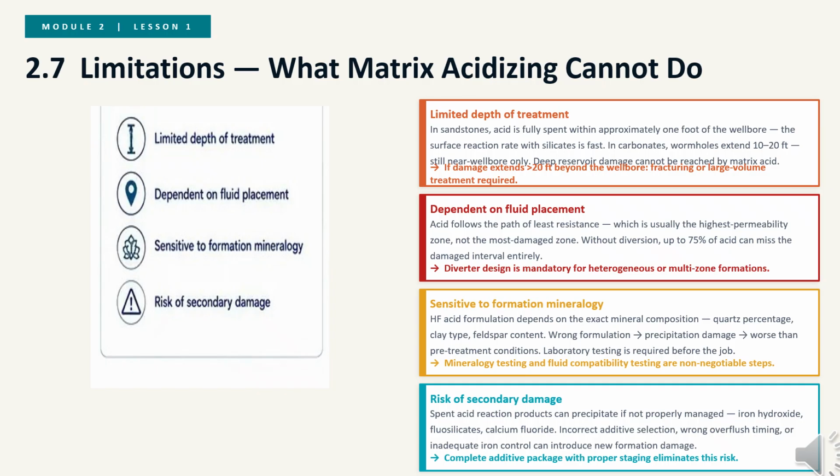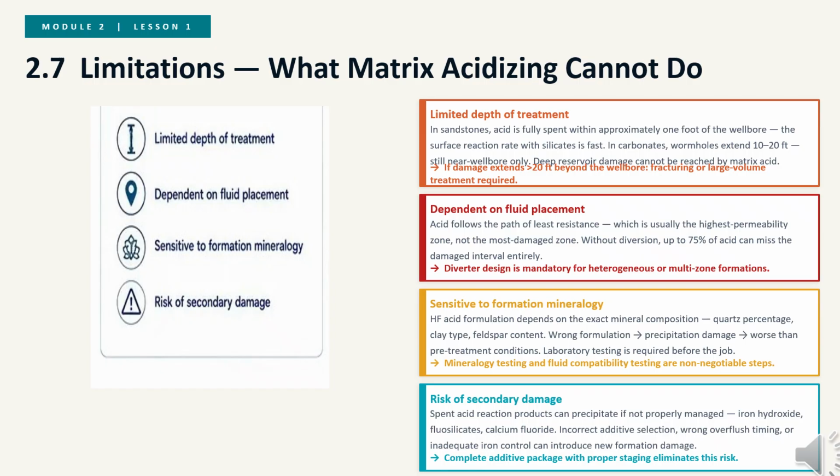First, depth is limited. In sandstone, acid reacts and is spent within about 1 foot. In carbonates, maybe 20 feet. Beyond that, it does nothing. Second, placement. Acid flows to high permeability zones, not to damaged zones. Without control, most of the acid misses the target. Third, mineralogy. Wrong formulation creates precipitation. You can make the damage worse. Fourth, secondary damage. Iron, reaction products, poor cleanup, all create new blockage.